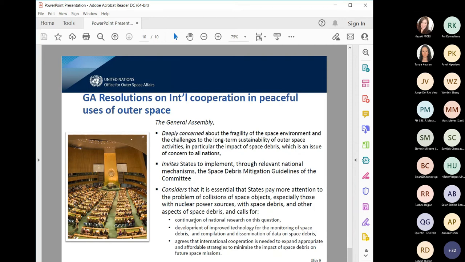question, develop improved technology for monitoring of space debris, and compile and disseminate data on space debris wherever possible, and also agrees that international cooperation is needed to expand appropriate and affordable strategies to minimize the impact of space debris on future space missions. So this is the language of General Assembly Omnibus resolutions as related to the topic of space debris. With this, I am reaching the end of my presentation, but also the end of the 15-minute slot.